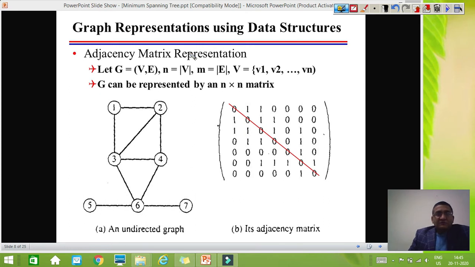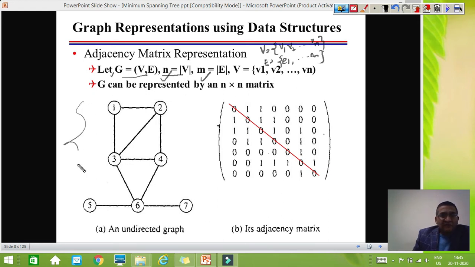We have basically two methods for representing a graph. One is called adjacency matrix representation and the other is called adjacency list representation. So first we will see what is adjacency matrix representation. Here a graph is given to us, G equals (V, E), where N represents the number of vertices and M represents the number of edges. Or you can say we have a set of vertices V where we have V1, V2 up to Vn. We have N number of vertices. Similarly, we have a set of edges where we have M number of edges. So M is the number of edges, N is the number of vertices.